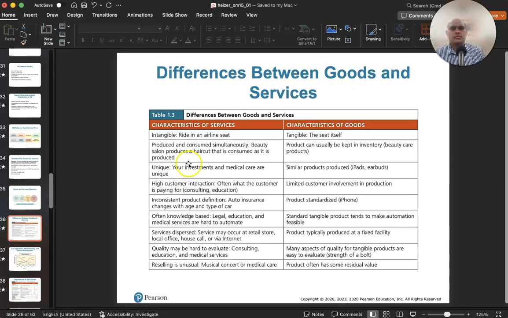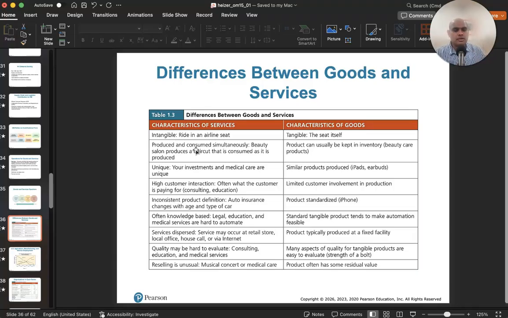So here's an example. The intangible product is a ride in an airline seat. A tangible product is the seat itself, right? That produce and consume simultaneously. This is a very important thing to understand about a service. The manufacturing of the service happens at the same time as the service is delivered, which means that the customer is involved in the manufacturing process of that service.